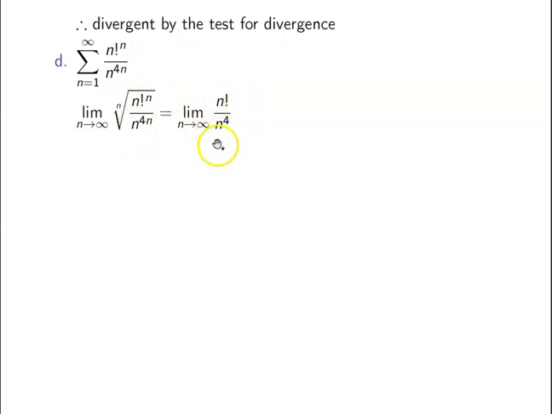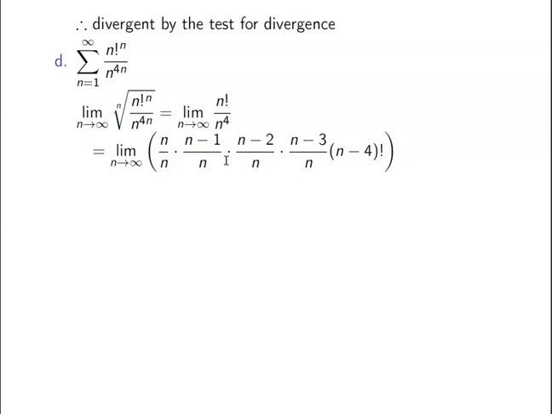If I look at this limit, which one do I think grows faster? Does factorial grow faster than n to the fourth? I don't know. So let's expand this, right? What does the factorial look like? n times n minus 1 times n minus 2 times n minus 3, and then n minus 4, and then I continue going, which is why I have this factorial here. I don't have to continue because I have n to the fourth, so that's just n, n, n, n.